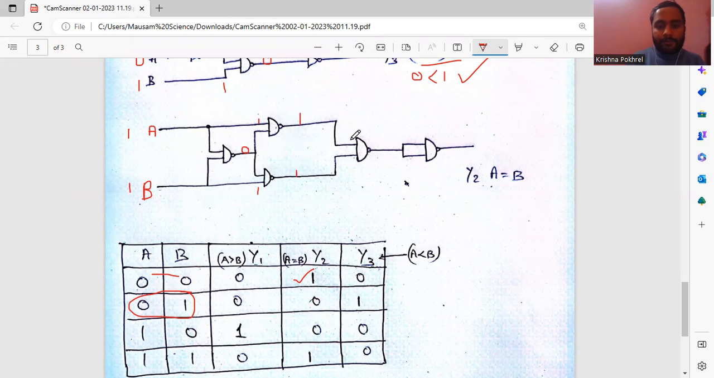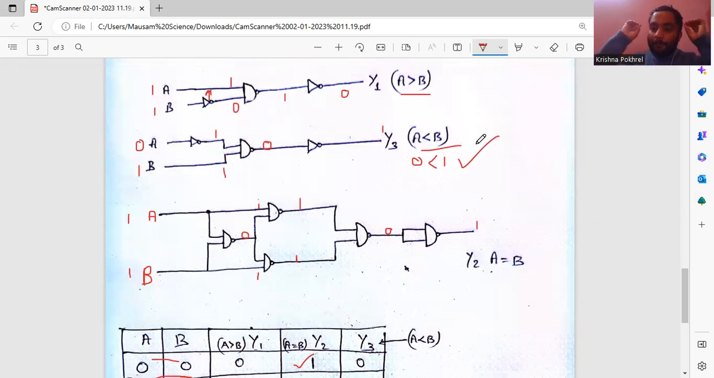If 1, 1, then the output is 0. If output here 0, here output is 1. So Y2 is correct. Okay, we have got a true Y2. So this is the simple explanation of the comparator. Okay, these three circuit diagrams can compare easily. And there is one little bit of a trick.